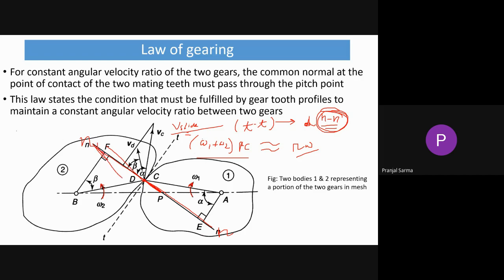What will happen if there is any relative velocity? If the relative velocity is this way, then they will try to go inside each other. That is not desired. Similarly, if it is along this direction, then they will try to separate out, with no contact between them. That is also not desired. We want to have a constant contact. Understood?